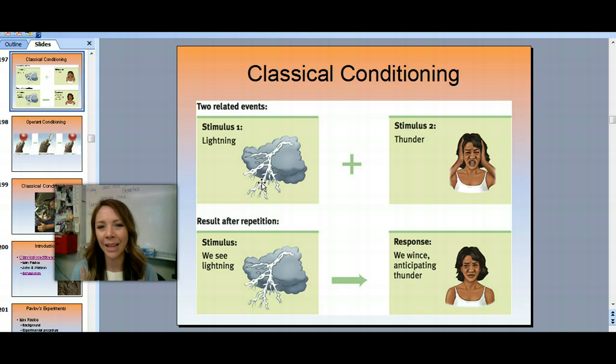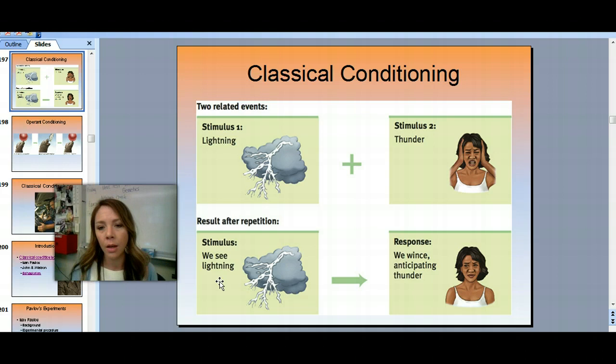What happens in classical conditioning, or learning, is that there's some type of response that happens without the second stimulus. So there's usually lightning, and my stimulus of thunder causes me to, oh my gosh, right? It's really loud. I usually cover my ears or brace for the thunder, like that's going to help or something. And what happens after repetition is that when we see the lightning, we automatically wince. We have that response even though the thunder hasn't come yet, right? So this is a response without the second stimulus.